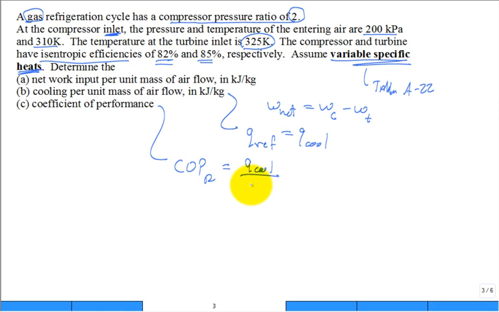And we have to pay for the power. So we have to provide the work for the operation of that cycle. So the answer for part B divided by the answer from part A. That's the answer for part C.